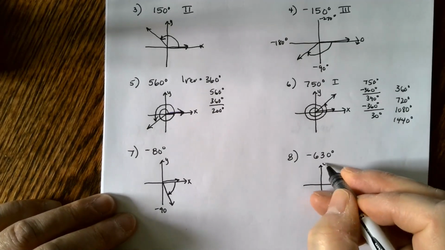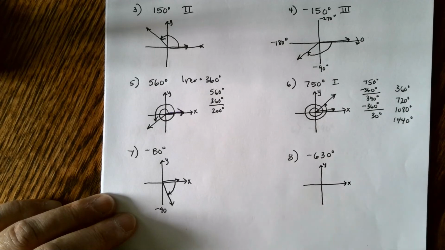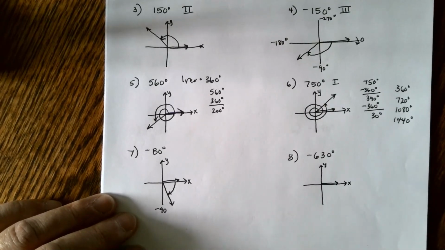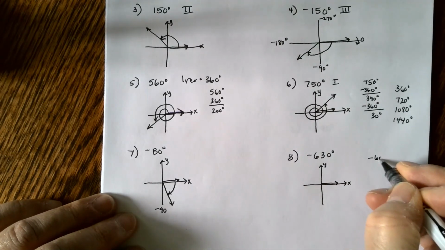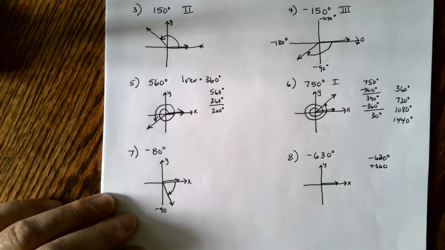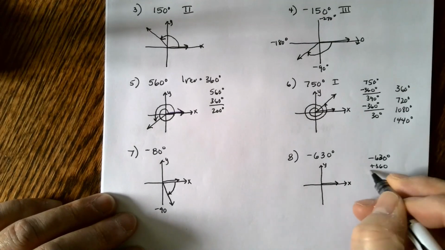Again, we're going to start on the positive x-axis, but as you can see, 630 degrees is greater than 360. So I'm going to take that negative angle, and this time I'm just going to add 360 to it. And I end up with negative 270 degrees.